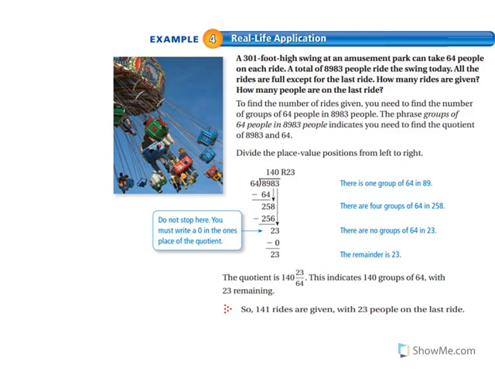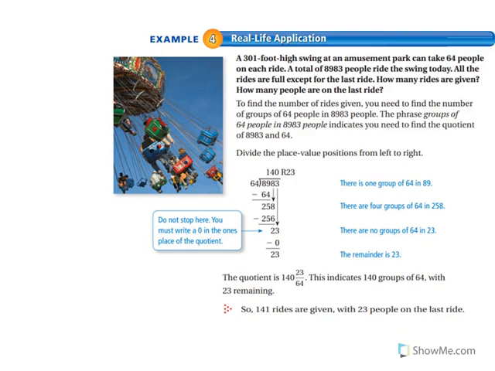Okay, so it's saying that every ride was full. That means whole number answer. And then the last ride, it's partial. So the partial is going to be whatever is the remainder. That would be out of the possible of 64 people. That is how many people actually rode the last one. And then for all the other rides, it was the full 64 that rode it. Okay, so it's a division problem.